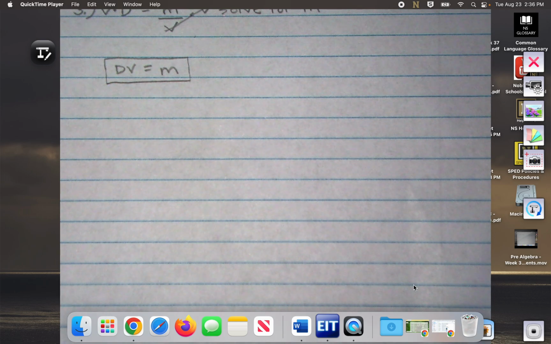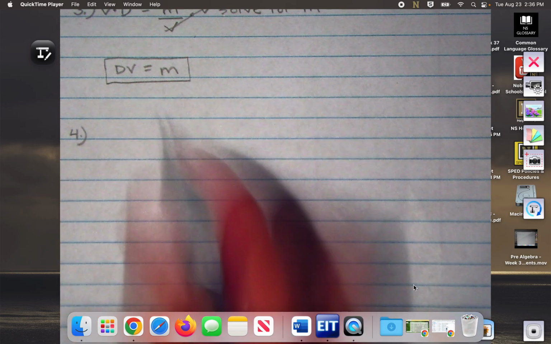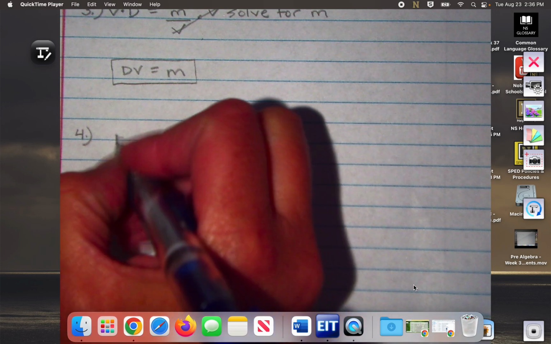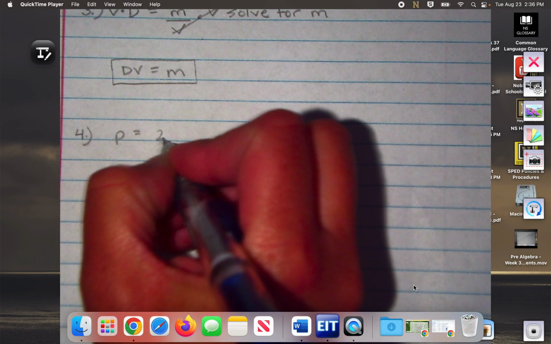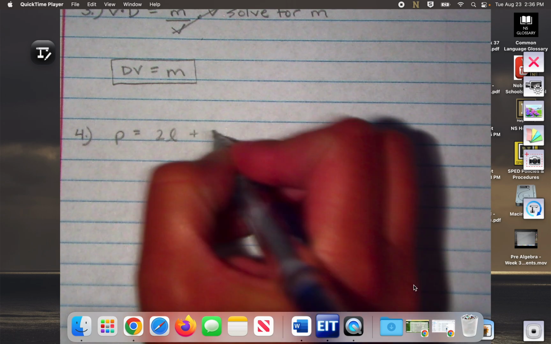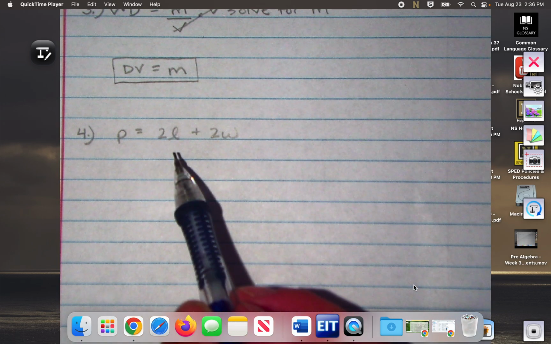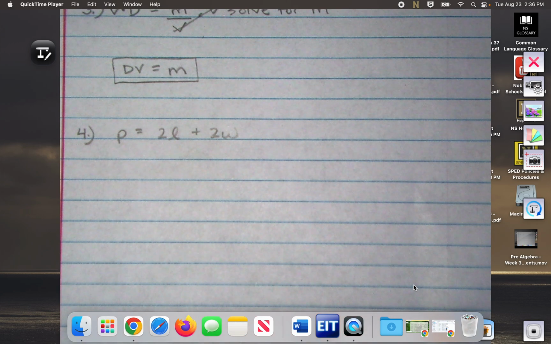All right, how about this one? Perimeter equals 2 times the length plus 2 times the width. And I did my L like a cursive L because otherwise it might look like a 1.